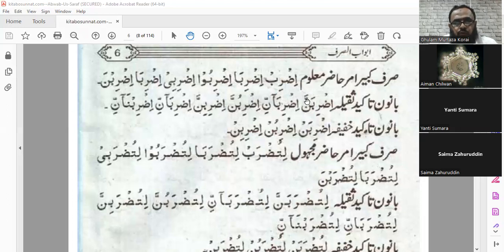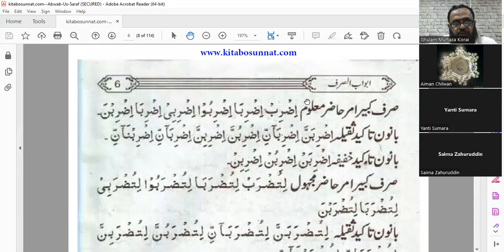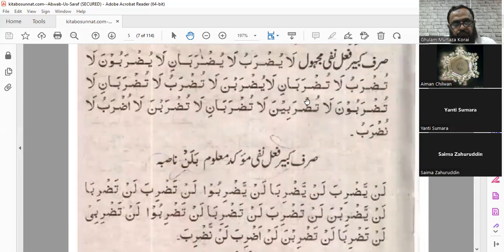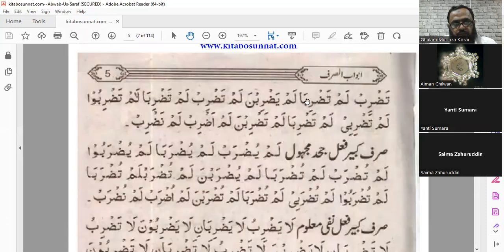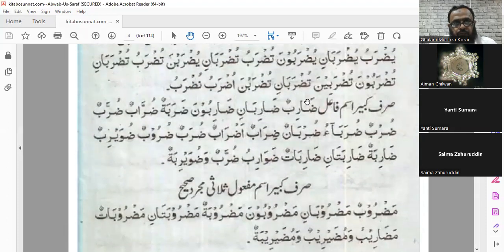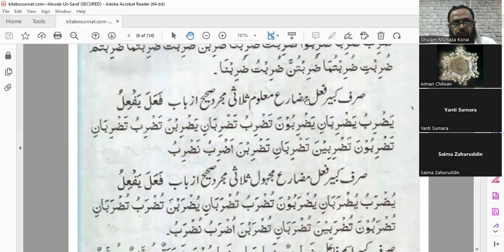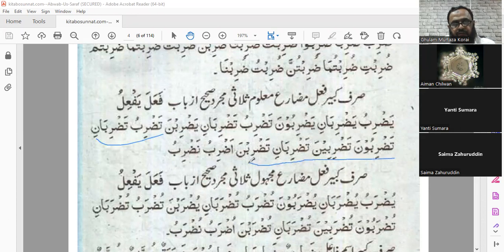So let me take you back to Felul Muzare, right? Then I'm going to tell you. Okay, this is Felul Muzare. And we are discussing about Amr Hadir Ma'loom. And we know that Amr Hadir Ma'loom is about 6 sigas: 3 sigas of Mudhakkar Hadir and 3 sigas of Muannas Hadir. So they start from Tazribu, Tazribani, Tazribuna, Tazribina, Tazribani, Tazribna.